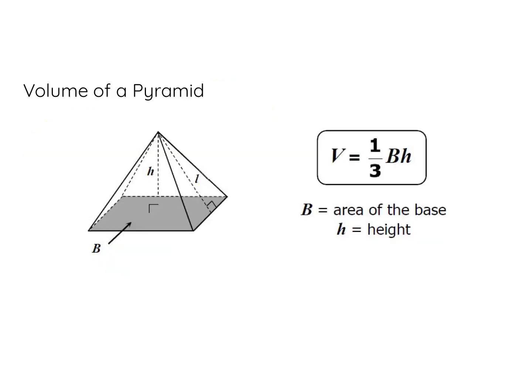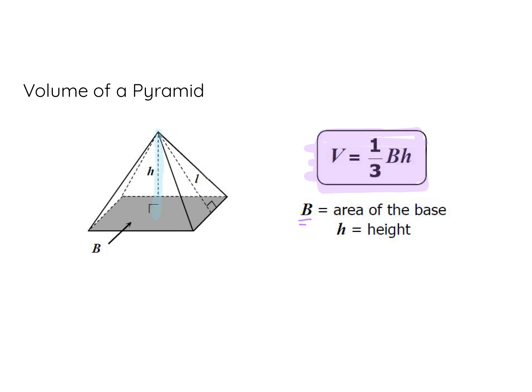Okay, so when we looked at prisms, the volume formula was just big B, area of the base, times the height. The only difference here is that it's 1/3 big B times H. So big B still stands for area of the base, so you need to identify what shape the base is to figure that out, and H is height. And remember, that's going to go from the top of the prism straight down for this one.